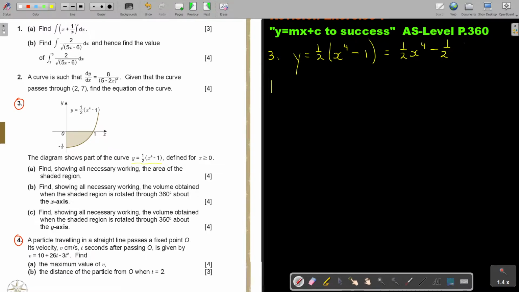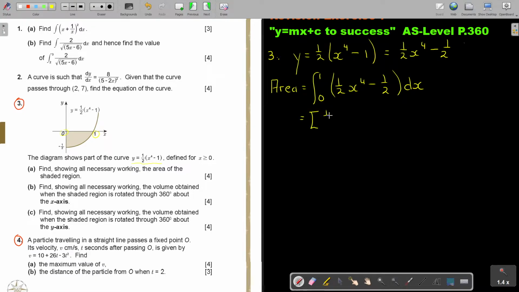So if I want to find the area, I am going to make it a definite integral between 1 and 0, and I'm going to work with that formula. So y, x to the power 4 over 2 minus a half, and it's going to be dx. Okay, so now I'm going to start and I'm going to integrate.